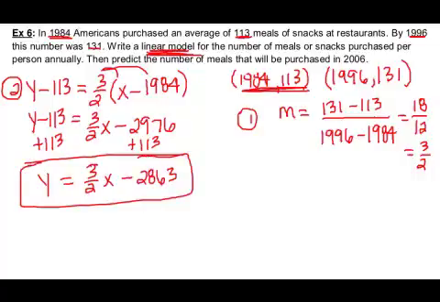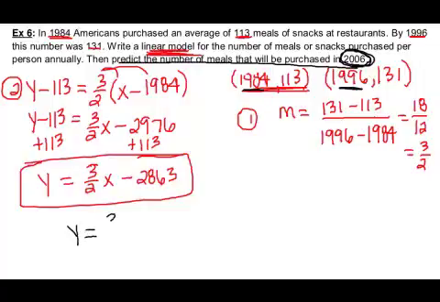Now the second part asks us to predict the number of meals that will be purchased in 2006. So we're going to use this equation that we just found, and we're going to find how many meals were purchased in 2006. So if they give us the number 2006, remember that is time. And remember that x is our time. So if we look at our points, both of our time numbers are in the x place. So we're going to plug in 2006 for x.